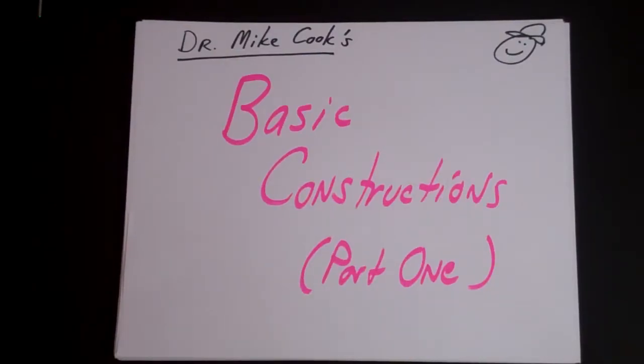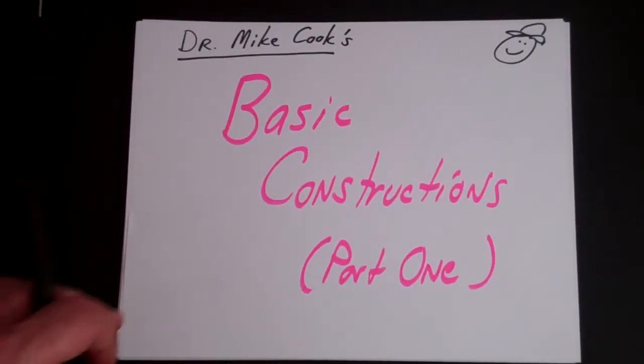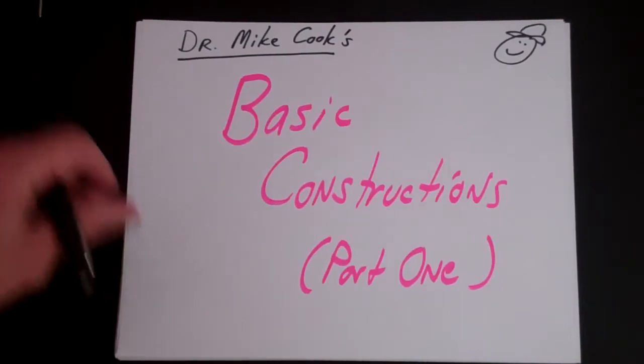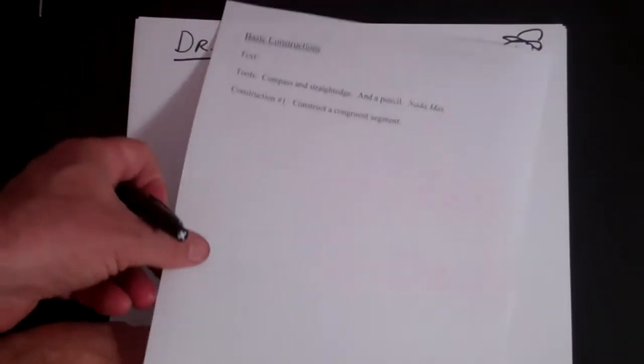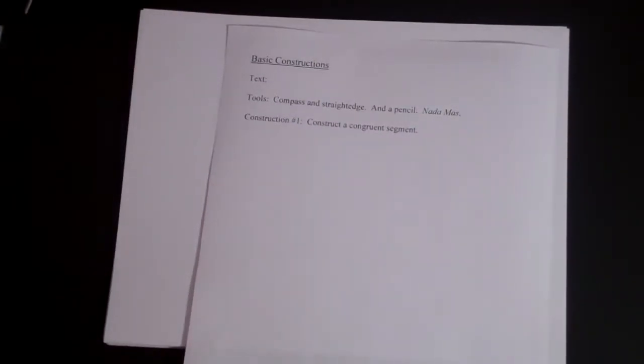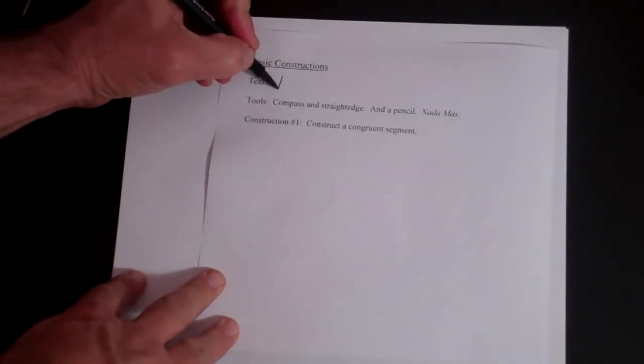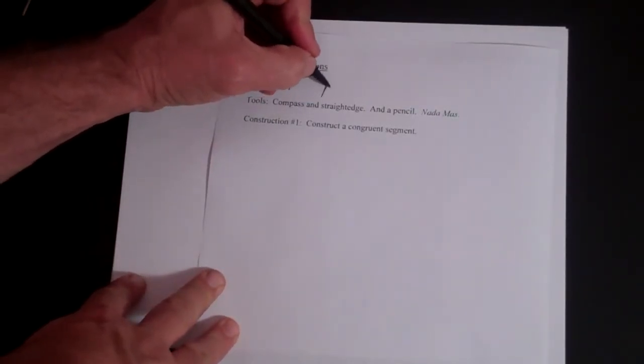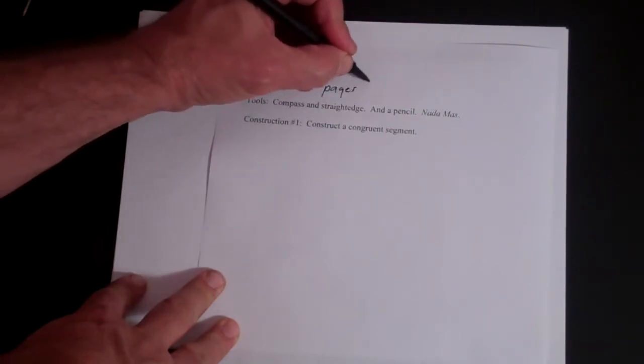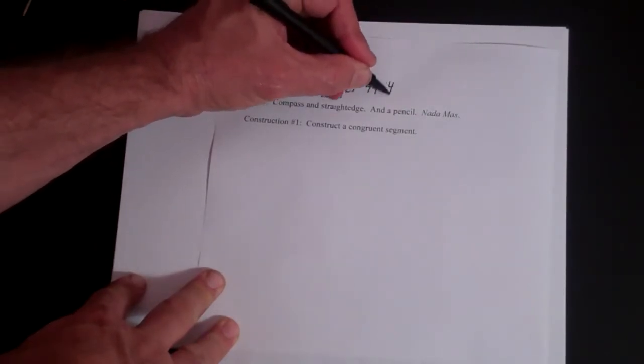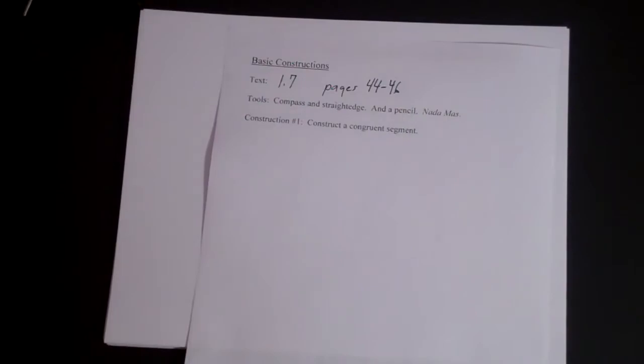So now let's look at basic constructions, and this is done in 2 videos, and this is the first part. And the first part is found in your textbook in section 1.7 on pages 44 to 46.